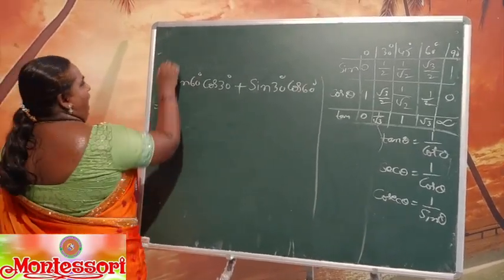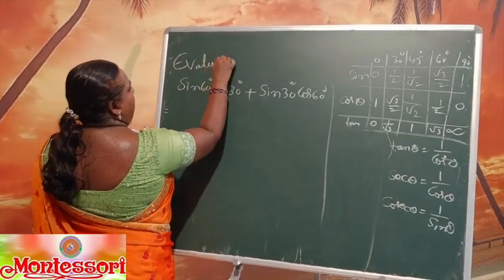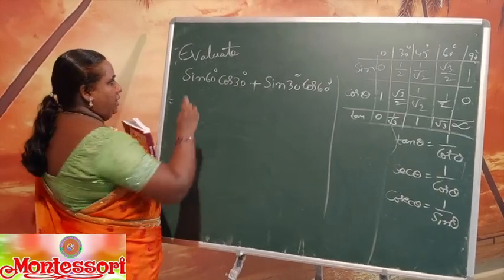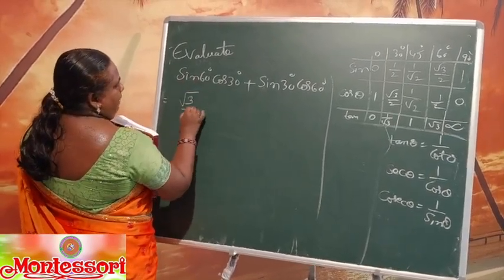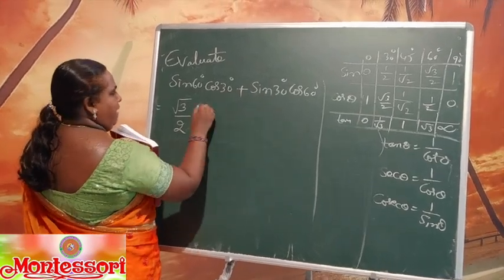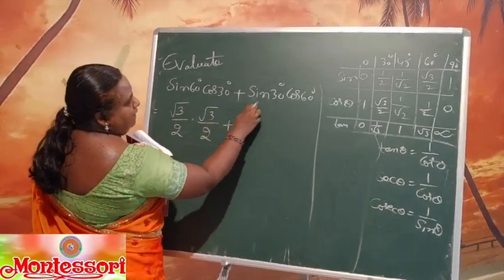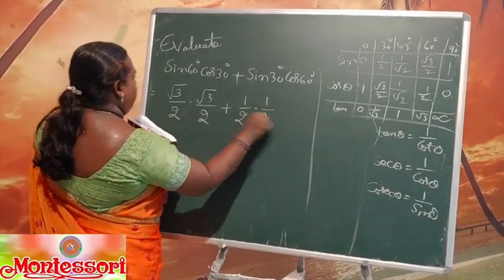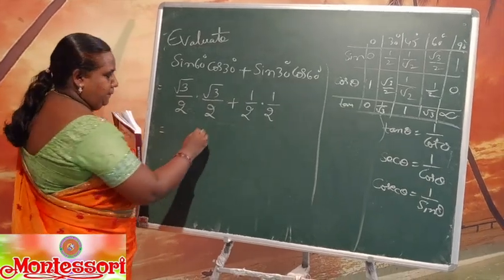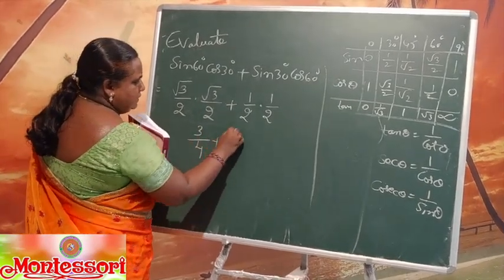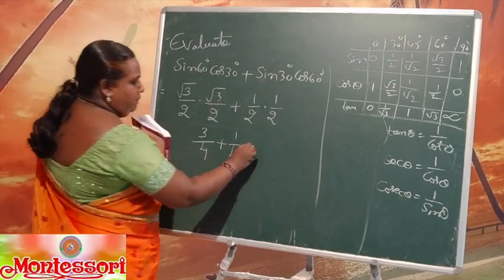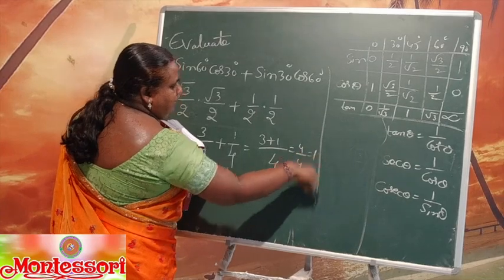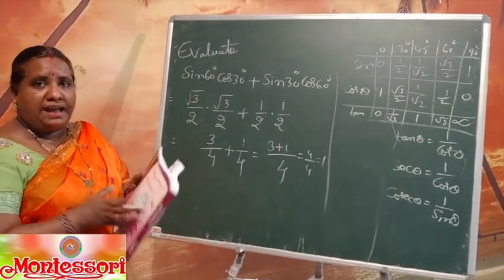See, what is evaluate? Evaluate means find out the value. How? By substituting the values and doing simplification. So sin 60 is root 3 by 2. What is cos 30? Same, root 3 by 2. Plus sin 30 how much? Half. Cos 60 in the table, half. So root 3 into root 3, 3. 3 by 4 plus 1 by 4. Again LCM is same. So 3 plus 1, 4 by 4. The answer is 1.